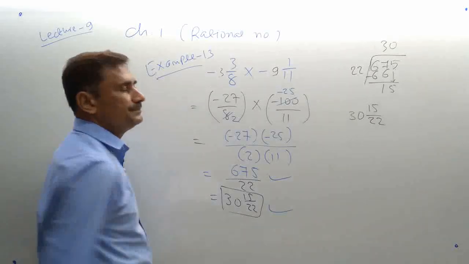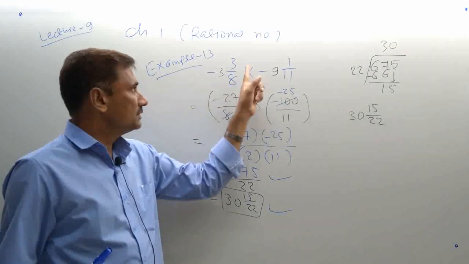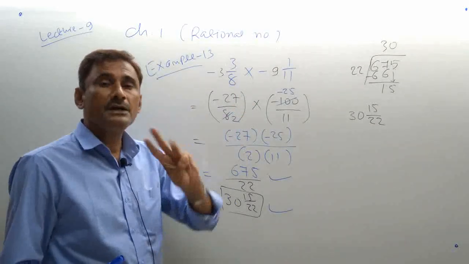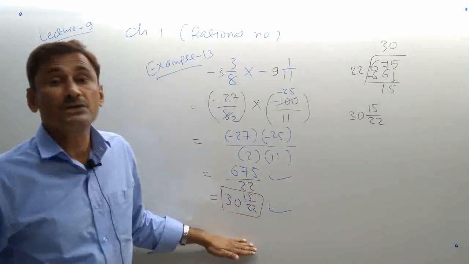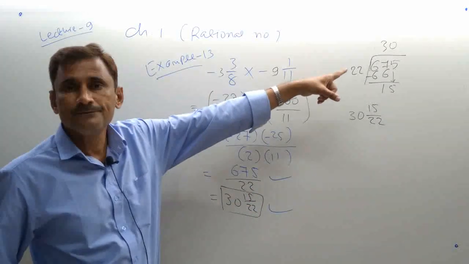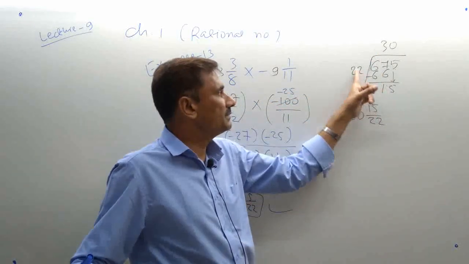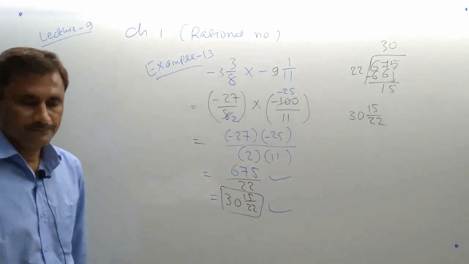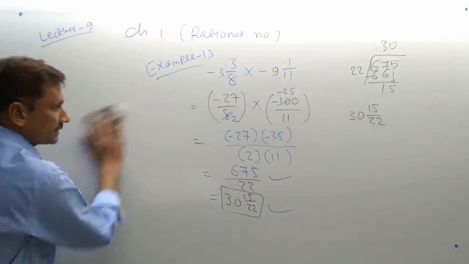So now third thing. First of all, mixed to improper fraction, then how to multiply them. Now, improper fraction to mixed fraction, again the opposite process, to divide them. By division you can know 30 as an integer only, then 15 by 22 left. So that is our final answer. You can write or take a screenshot right now.